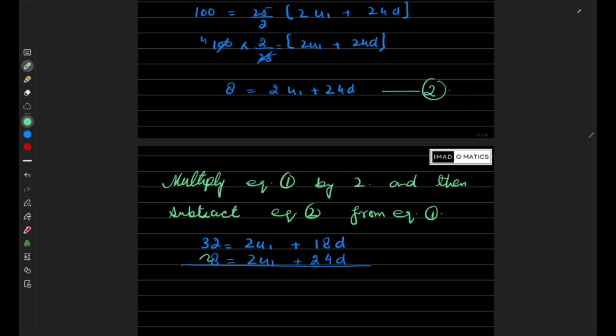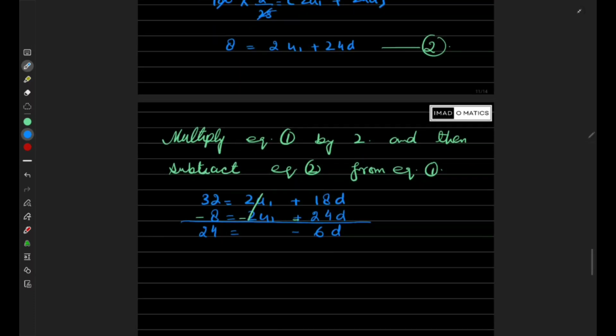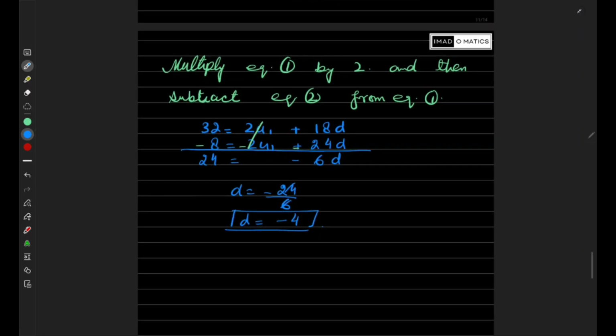So when we subtract the equations, we change the signs of the second equation. So 2U1 and minus 2U1 cancel each other, and 32 minus 8 is 24, which is equal to 18d minus 24d, that is minus 6d. So d is equal to 24 divided by minus 6, and the value of d becomes minus 4. Now we have got the value of d.